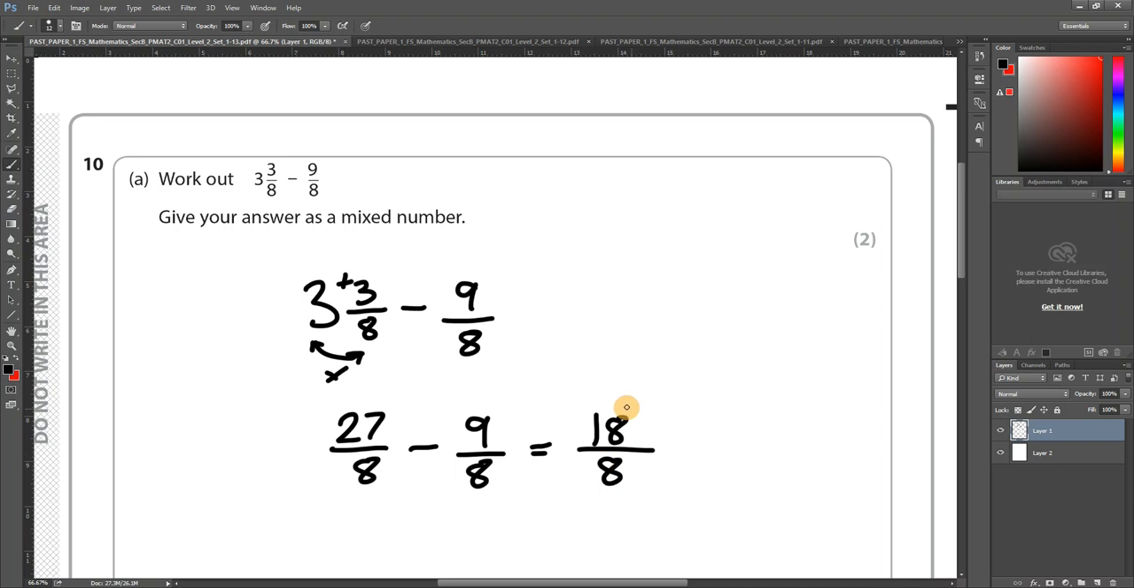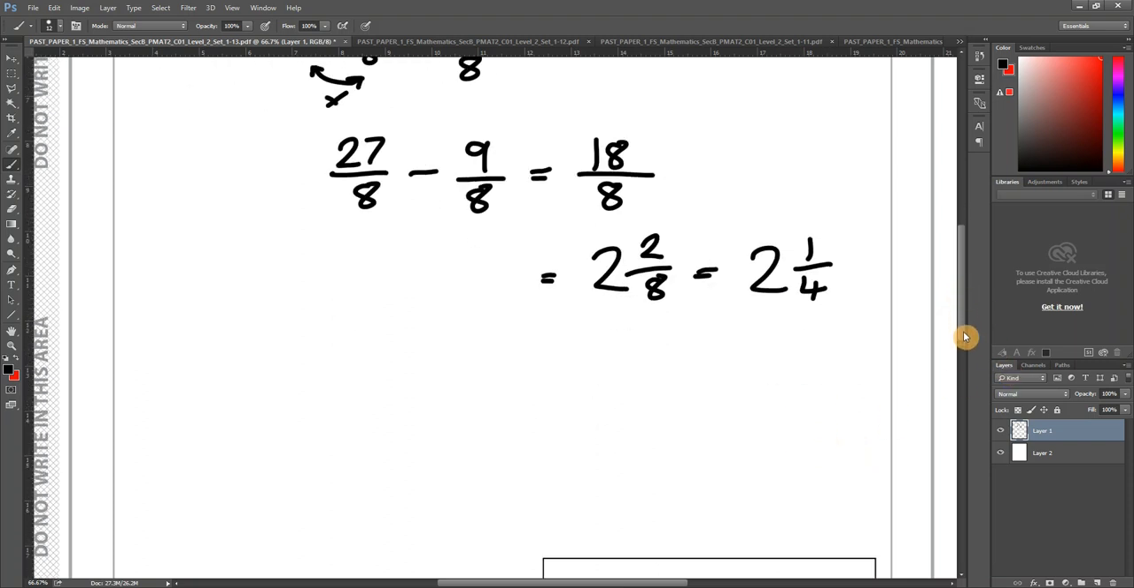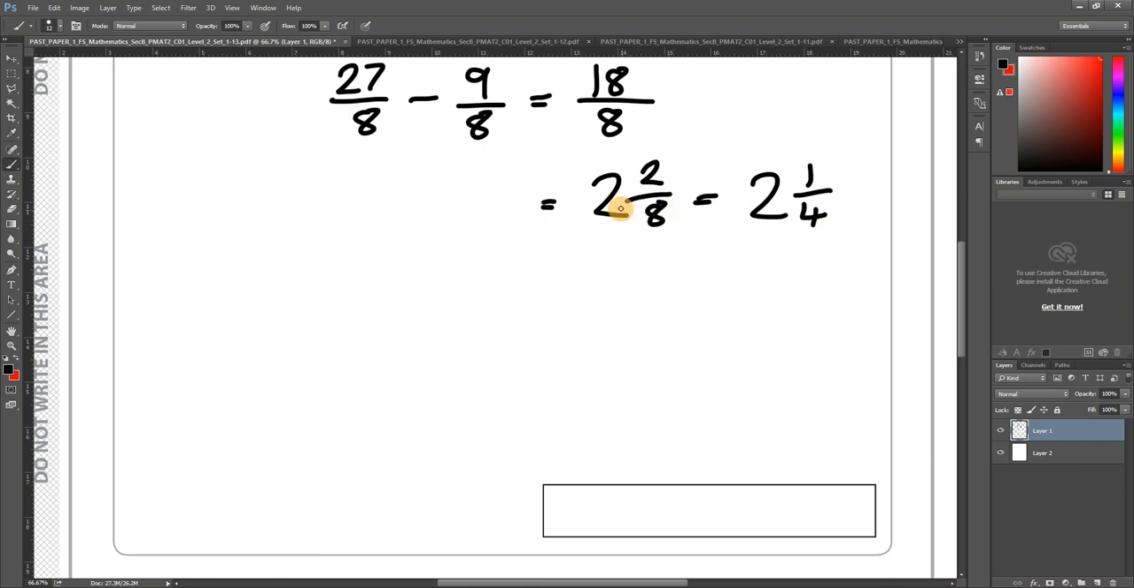Now, this is not your final answer, by the way, so you have to give your answer as a mixed number. The way to change it is, you check how many 8s go into 18, which is twice, because 2 8s are 16, and you've got a little bit left over, which is 2, and then it's going to be out of 8 as well. And you can simplify it even more if you want to, so you can call it 2 1/4. Either answer is fine, you can give your answer as 2 2/8 or 2 1/4. I'm going to give it as 2 1/4 for my answer.